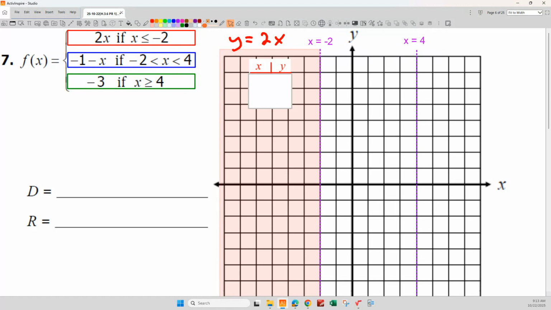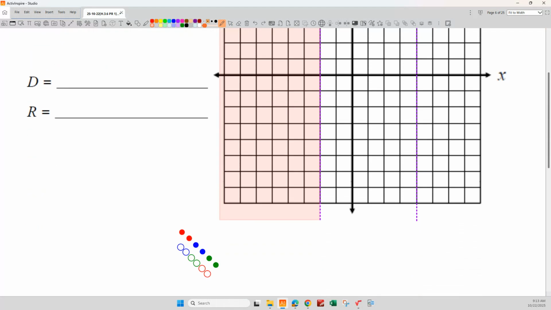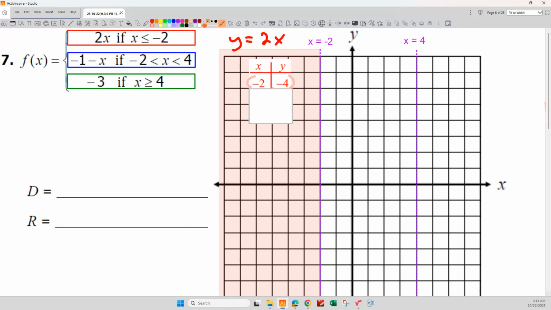Negative 4. So we'll just make a little t-table. And we'll plug in the value negative 2 and we'll get back negative 4. And remember, those are just the ordered pairs of a point, right? This is an ordered pair corresponding to a point. And so we end up with what kind of a point? Is that going to be an open or a closed point? It's closed. How come? Okay, because negative 2 is included in the domain of the red piece of the function.